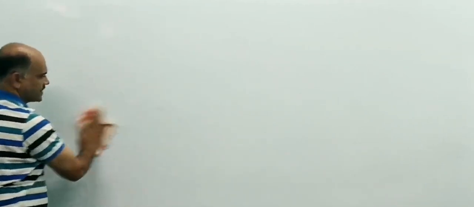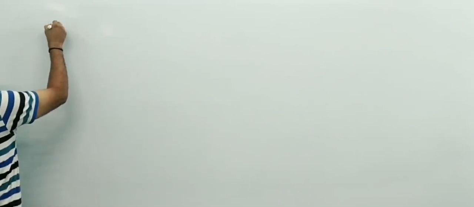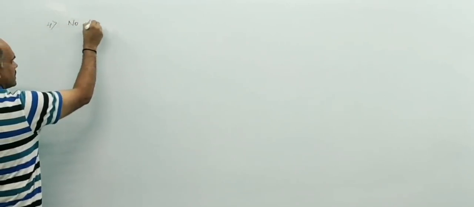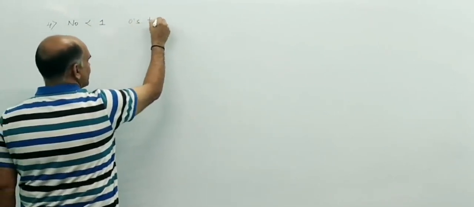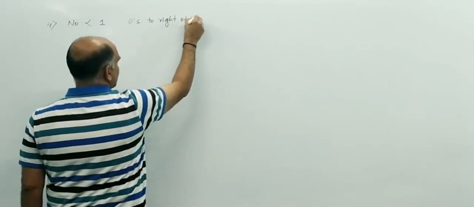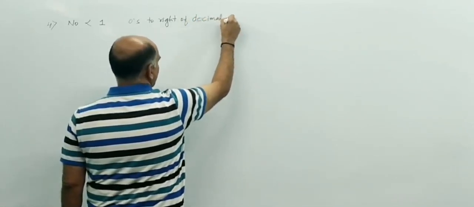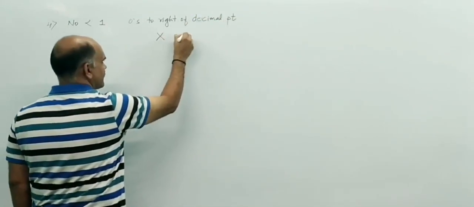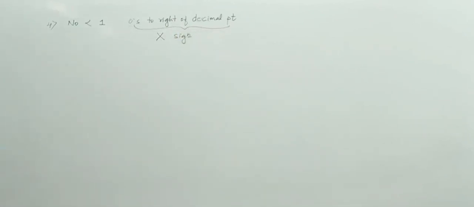Fourth one we will see. If there is a number less than 1, then zeros to the right of the decimal point are not significant. Zeros to the right of the decimal point are not significant.